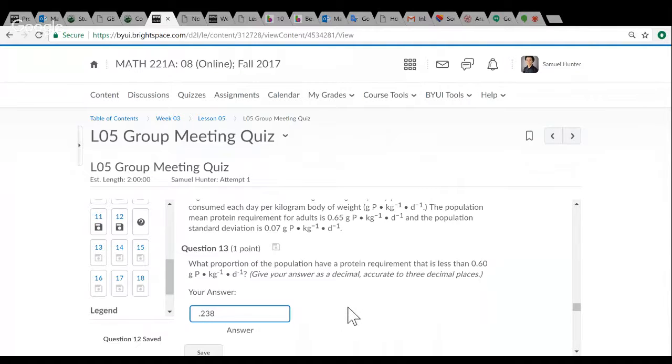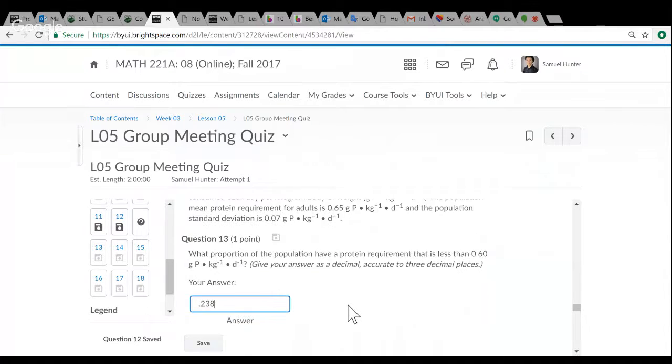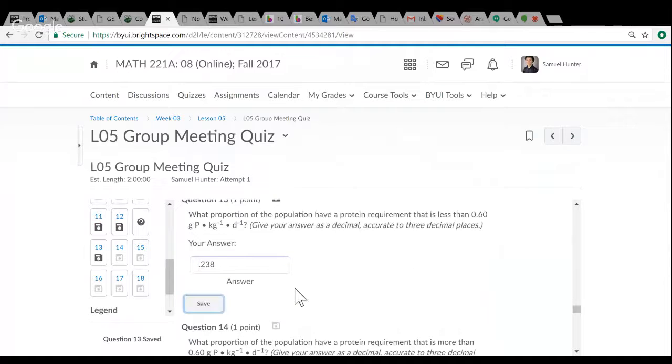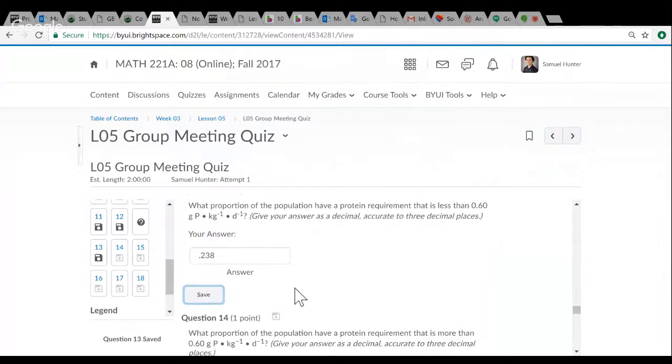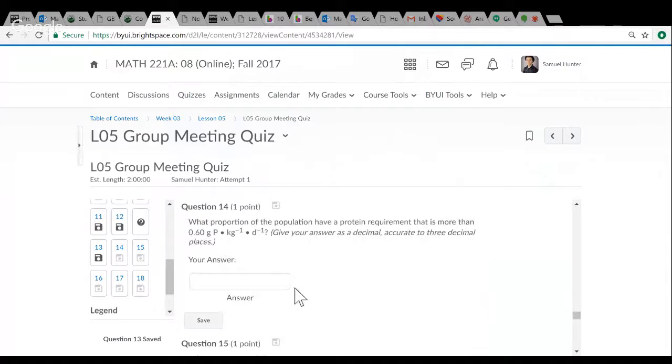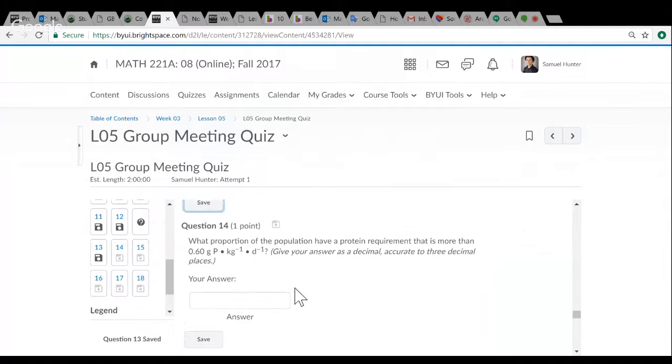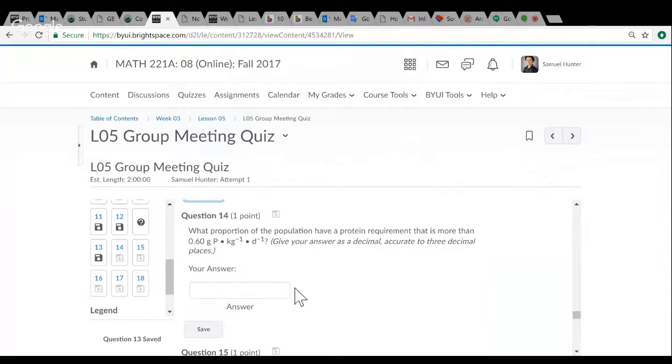So how did you get to that again? I used an online calculator, and I just punched in the numbers, and it gave me the answer, which I'm not sure if that was cheating or anything, but I didn't have a calculator, so I used the online calculator. Yeah. Proportional population protein requirement more than 0.60.